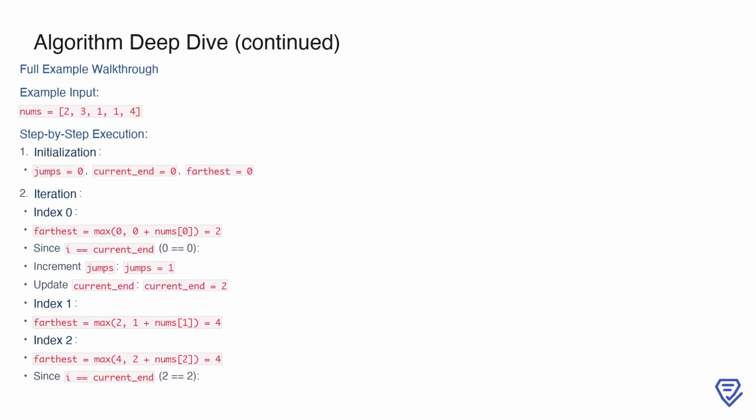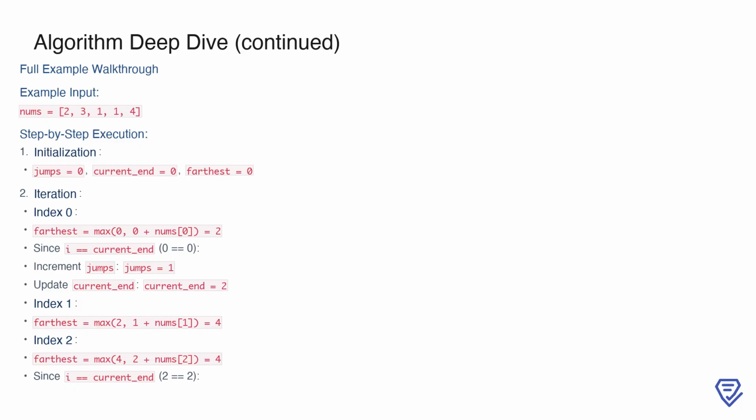Let's walk through a complete example to understand how the algorithm works in practice. Consider the input nums equals [2, 3, 1, 1, 4]. We start by initializing our variables, jumps equals 0, current_end equals 0, and farthest equals 0. As we iterate through the array, at index 0, we calculate farthest as the maximum of 0 and 0 plus nums[0], which is 2. Since the current index matches current_end, 0 equals 0, we increment jumps to 1 and update current_end to 2.